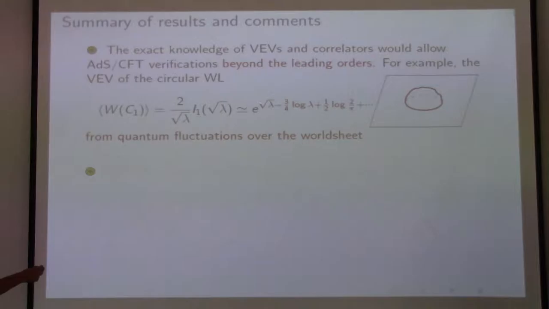And how would you compute that? Well, you have to go beyond the minimal area and consider fluctuations of the worldsheet. So now you will say quantum fluctuations of the worldsheet, compute one-loop determinants, and then you should be able to recover this.